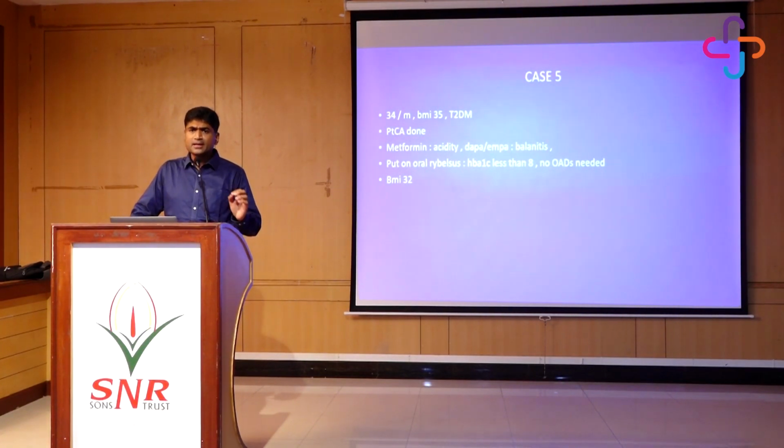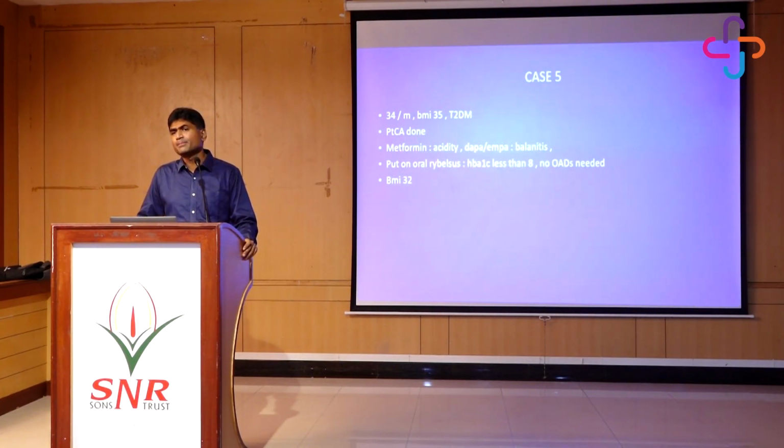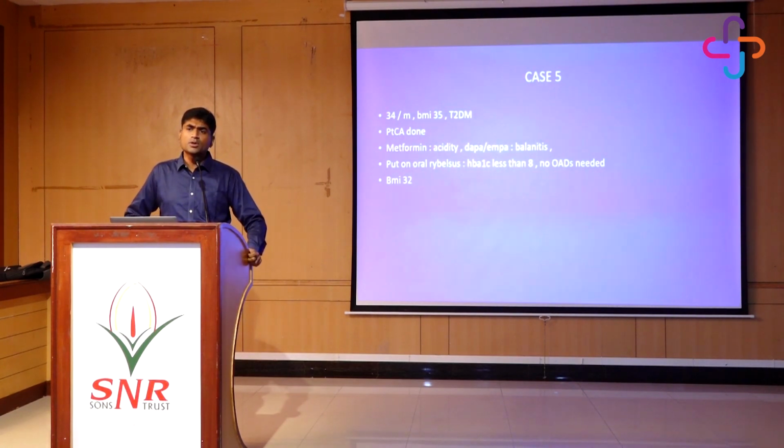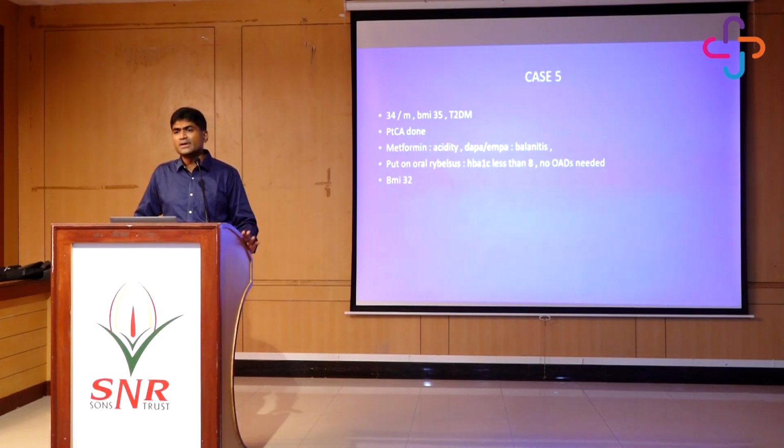So this individual, again young coronary disease, a 34-year-old male with a PTCA done. Again, metformin caused acidity, diarrhea, DAPA, EMPA caused severe balanitis. So we put him on oral Rybelsus. He was about to require insulin. We just put him on oral Rybelsus. Now doing very well. Weight loss about 3 to 5 kg. And effort tolerance also improves. He had NYHA class grade 2 or 3 dyspnea. It improved very well.